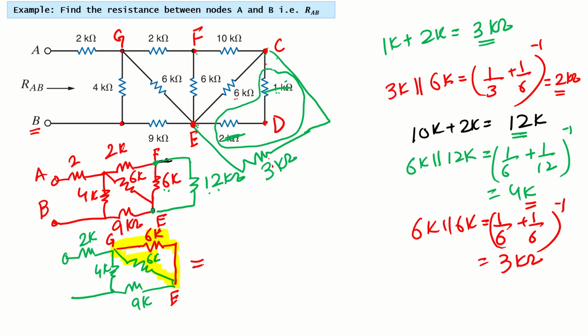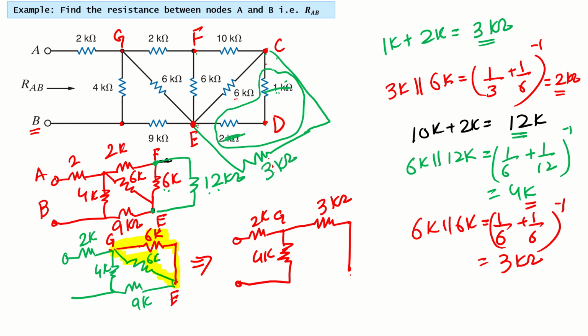So if I redraw this circuit, what do we have now? I have 2K, I have this 4K, and then between G and E we have a resistor of how much value? 3K, right? This is point G and this was the point E. The 6K became 3K, and we have this resistor here, 9K.